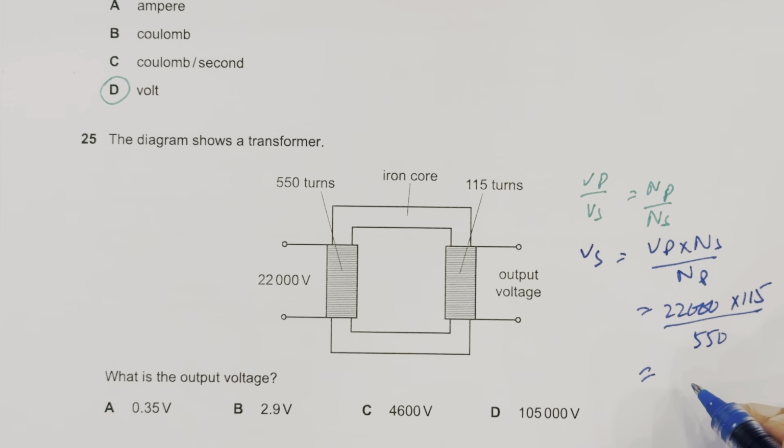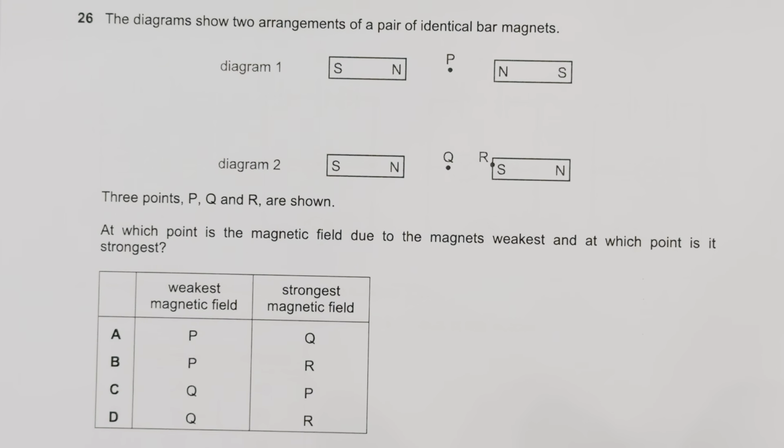Moving to question number 26. The diagram shows two arrangements of a pair of identical bar magnets, SN, south north, and north south, and so on. Three points P, Q and R are shown. At which point is the magnetic field due to the magnets the weakest? At which point is it the strongest? We know that field lines move from north and end on the south, and in which point it is the maximum, and at which point it is the weakest and strongest.